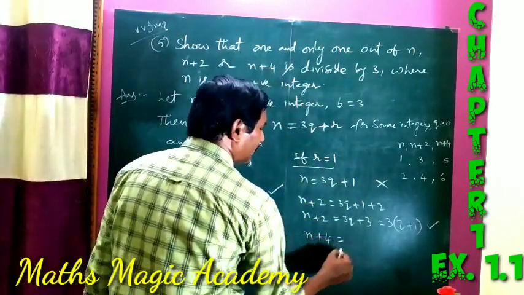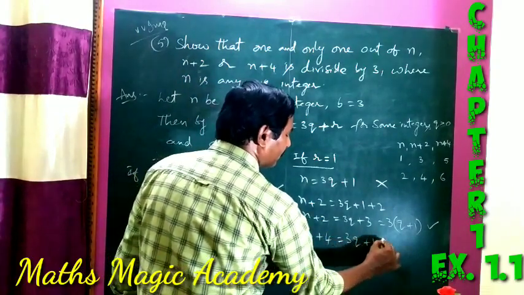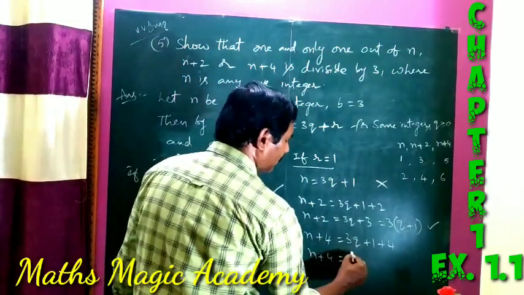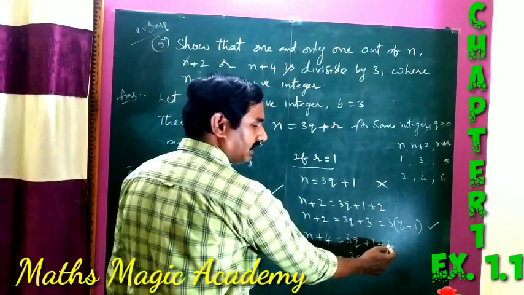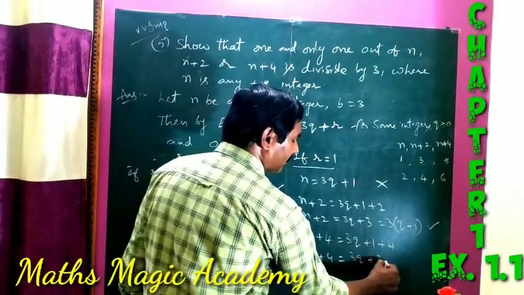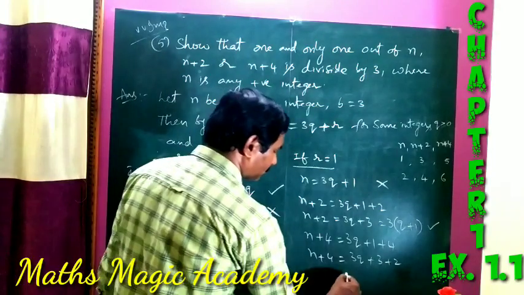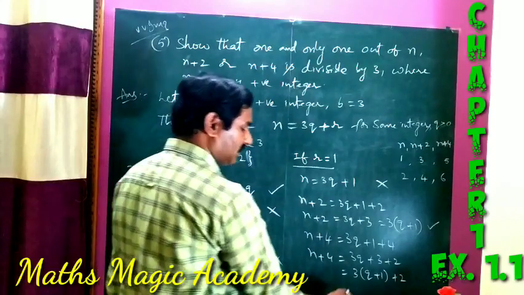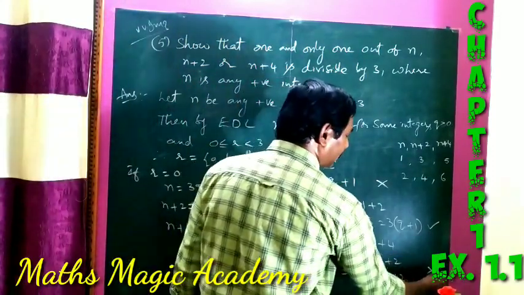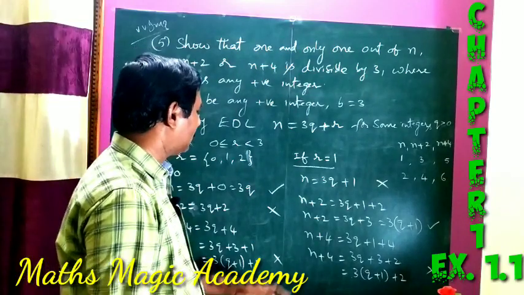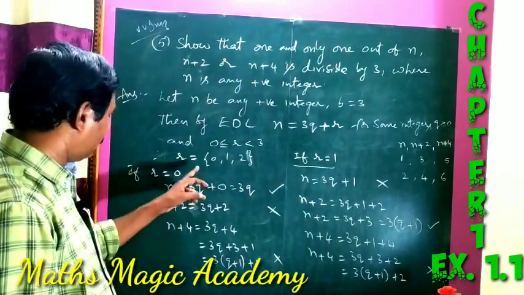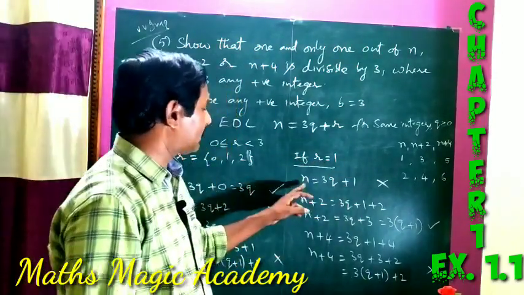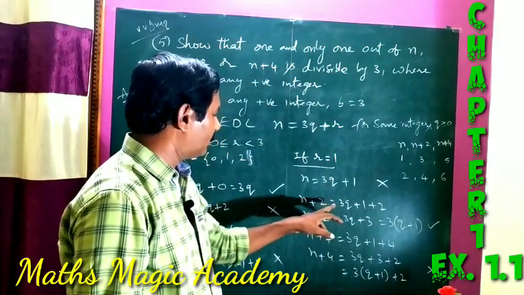n plus 4 equals 3q plus 1 plus 4. So here also n plus 4 equals 3q plus 5, and 5 can be written as 3 plus 2. So if I take 3 common, q plus 1 plus 2. So it is also a multiple of 3 plus 2. So it is not divisible by 3. So we can say that when r equals 0, only n is divisible by 3. When r equals 1, in this case n plus 2 is divisible by 3.